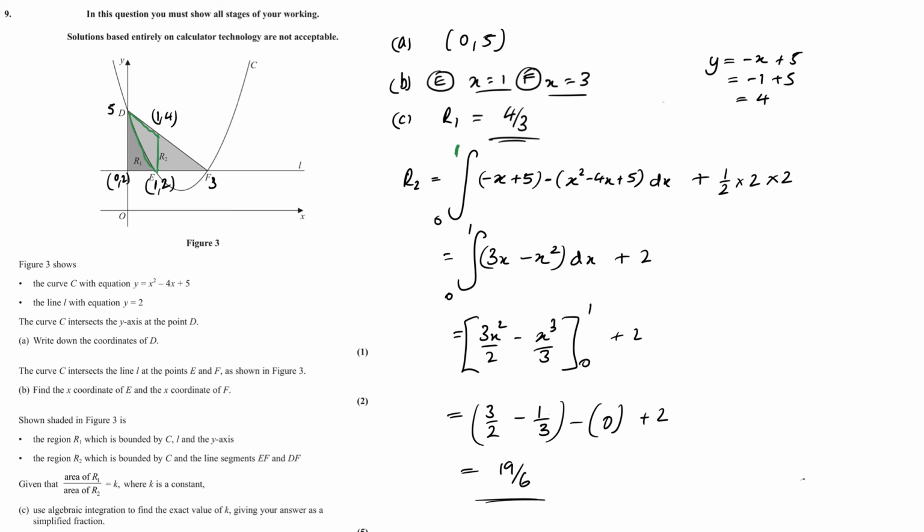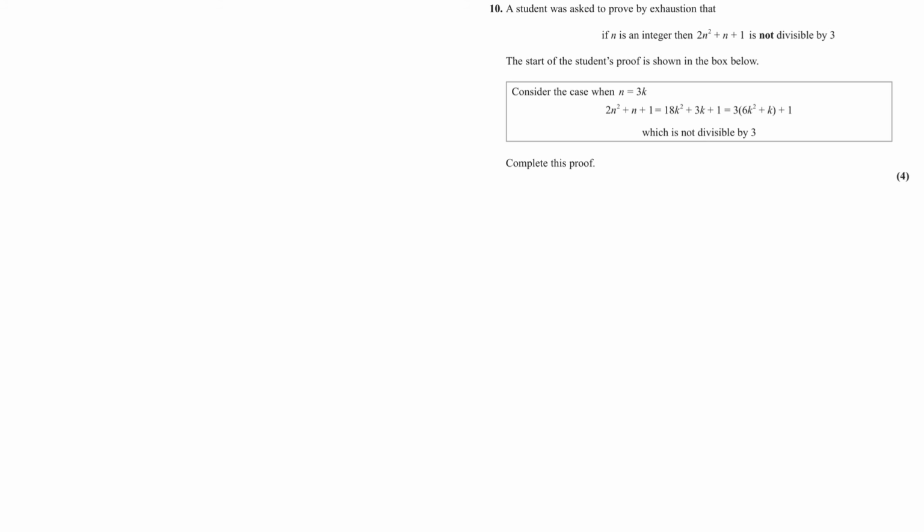Okay, right, let's get on to the final question. So we've got a proof question here, which is partially done. You can see here we've considered n equals 3k, and we've shown that that is not divisible by 3. But obviously n equals 3k doesn't include every possible number, does it? So we have to consider a couple more cases.